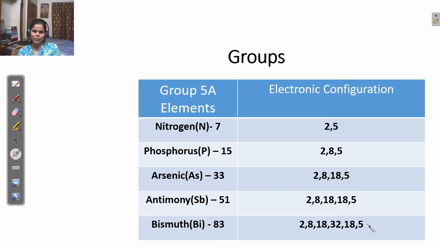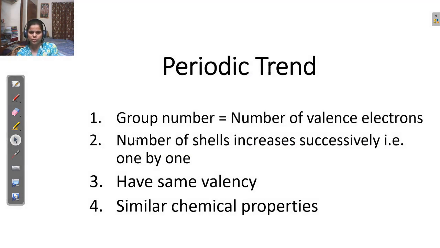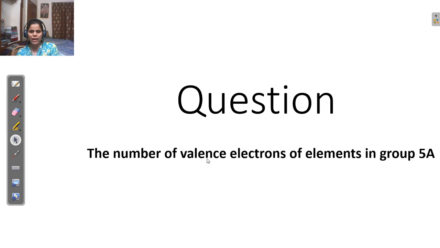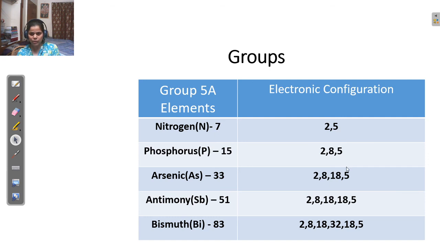So valence electrons are 5. What is your question? Your question is the number of valence electrons, so your answer is 5, because in the outermost shell you can see 5 electrons. But if I ask what the valency of these elements is, then check the outermost shell: the total number of electrons is 5, and 5 is more than 4. So how many electrons are required to complete the octet? 6, 7 and 8.